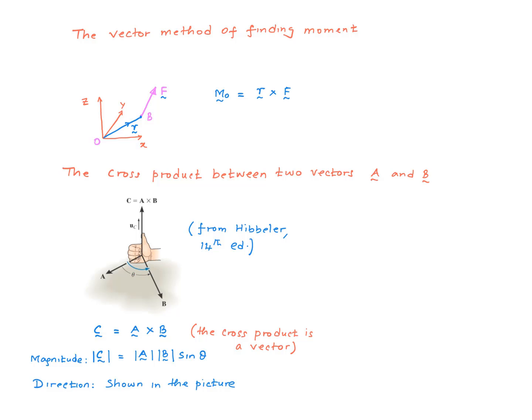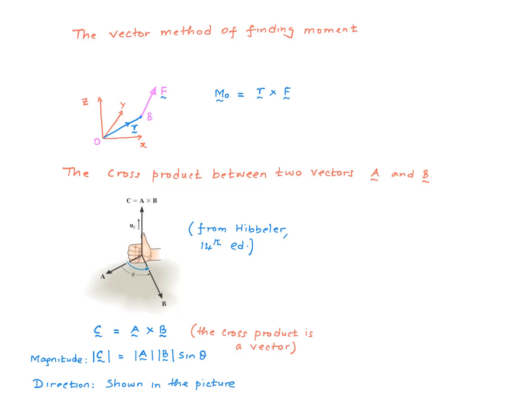We use this cross symbol to denote the cross product. So the cross product between vector A and vector B is vector C. The important thing to note here is that the cross product is a vector. We know a vector has a magnitude and a direction, right? So the magnitude of the cross product between A and B is magnitude of A multiplied by magnitude of B times sine theta. We can figure out the direction of C using this right hand rule.